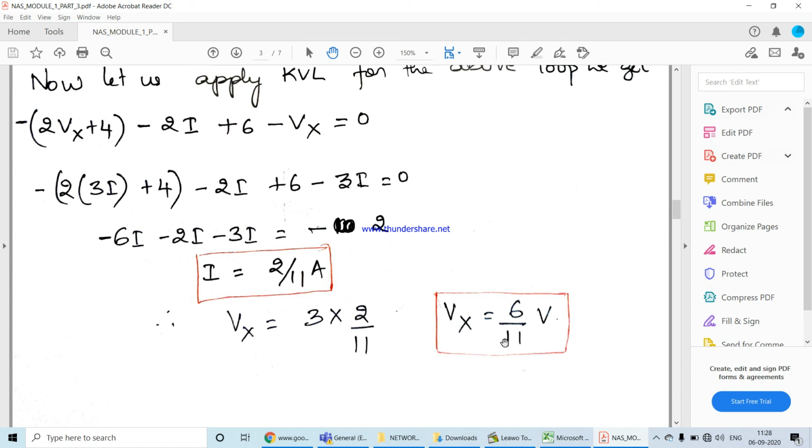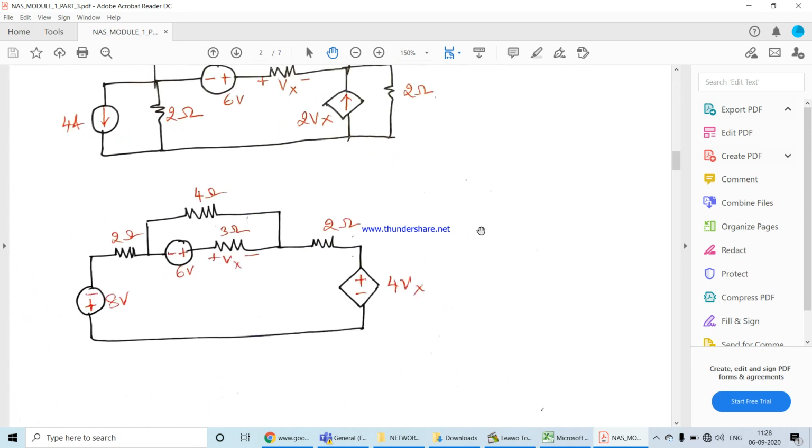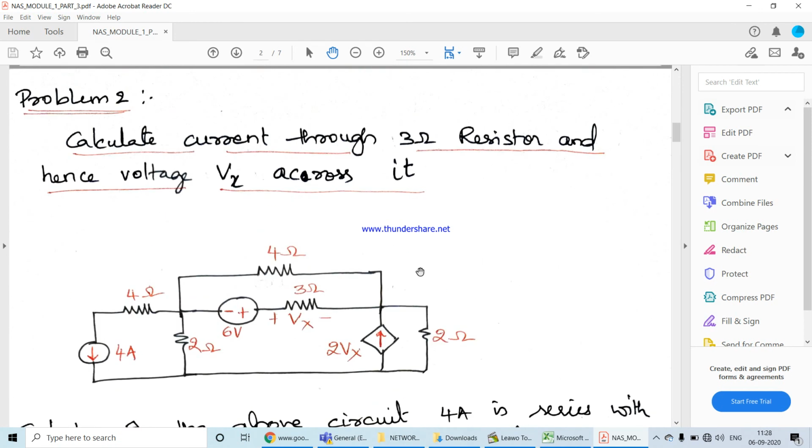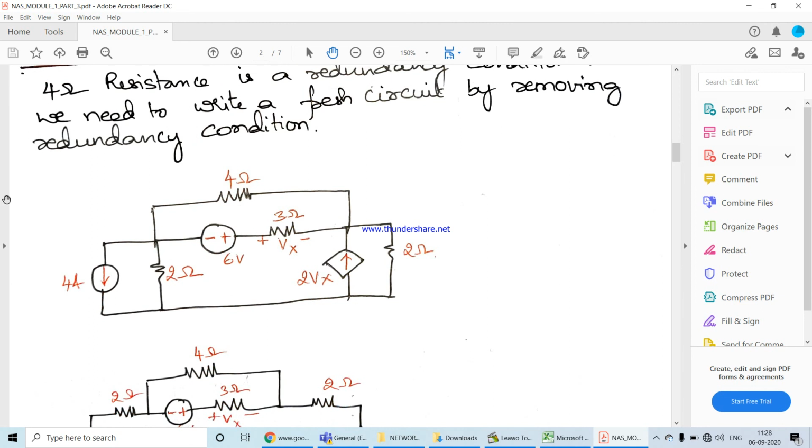So I hope the problem is clear to you all. I'll just scroll down the problem again from the beginning. So this is the given question here. The redundancy condition was found in the problem. That 4 ohm was removed and the equivalent circuit is written here. And then we found 4 amps in parallel with 2 ohms and 2Vx current dependent current source in parallel with 2 ohms.